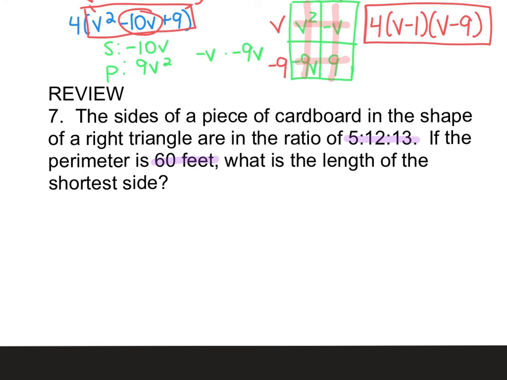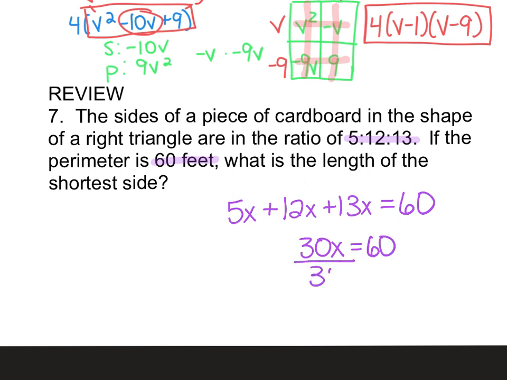Okay, so just because they're in the ratio of 5, 12, 13 doesn't mean that that's necessarily the side length, because you can see that doesn't add up to 60. So we've got one side length of 5x plus 12x plus 13x would equal that 60. We don't know what each side length is yet. So let's go ahead and add 5x plus 12x plus 13x gives us 30x equals 60. We can go ahead and solve for really what the scale factor is here, and we would get x equals 2.